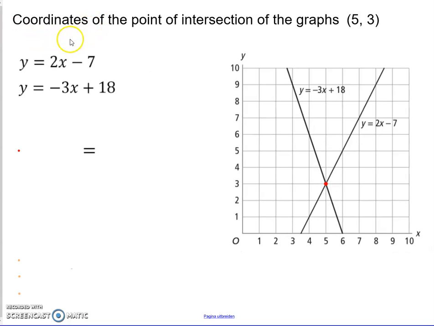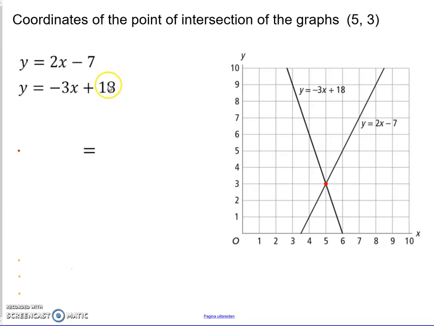Well, last time I introduced this to you. We already know the coordinates of the point of intersection because we've plotted both graphs. And the point of intersection over here is 5, 3. The graphs are really different all over, except for this point, the point of intersection. At this point, they are equal. And that's something we can use to calculate the x value of the point of intersection.